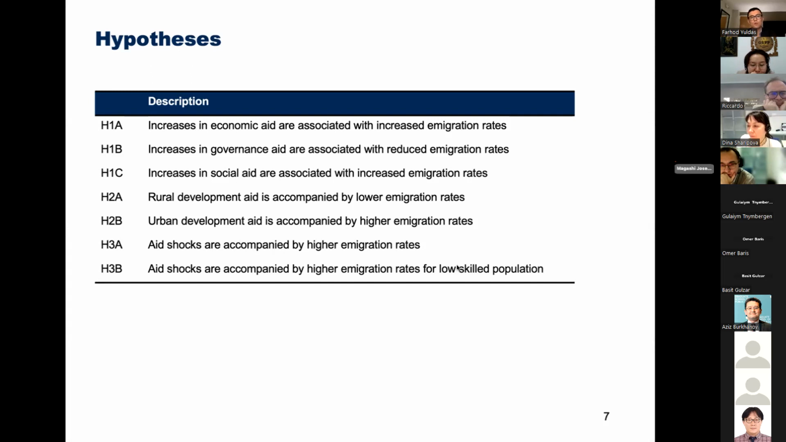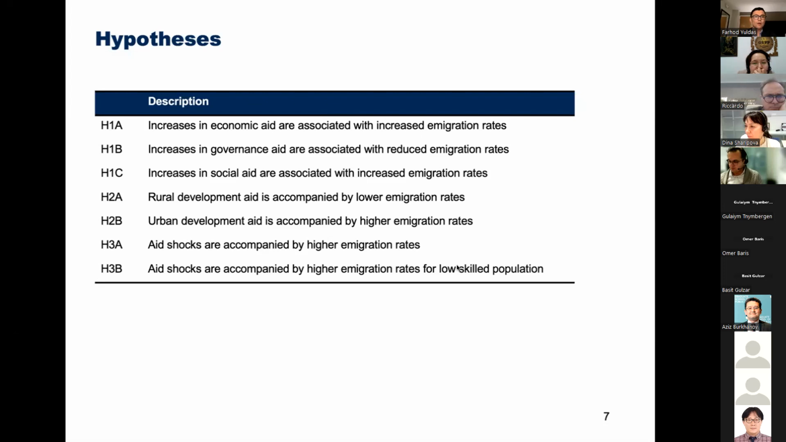And then in the second set of hypotheses, we thought that perhaps rural development aid could also lower immigration, because we know that investments in agricultural development, as well as in agricultural infrastructure, could create not only agricultural employment, but also non-farm rural employment in rural areas. So that could have a lessening effect on the pressure for people to move abroad.